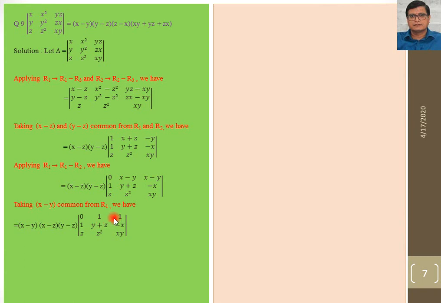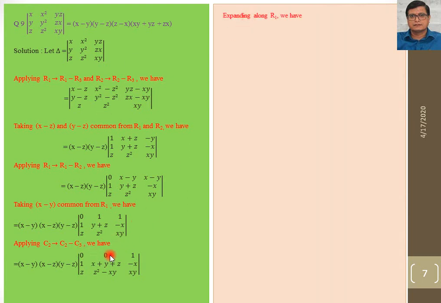Then we can make this value 0 by doing this operation in C2 minus C3, so that we can make this element 0. After this step we can do the expansion directly. There is no need to use this, this is not compulsory. We can do the expansion directly, but we always try to make the determinant value in the simplest way, so that there won't be any problem when we do the expansion.